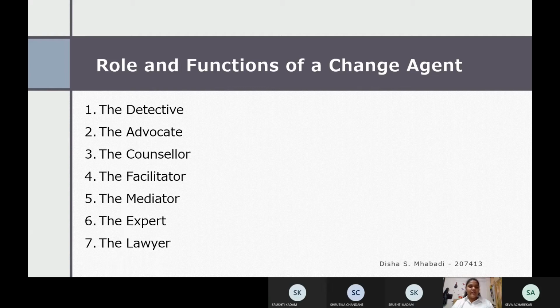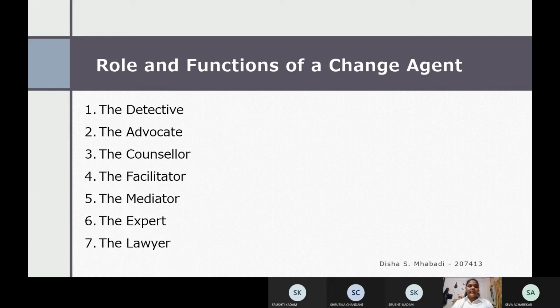The third is the counselor. Change happens when individuals alter their own activities, behaviors, and attitudes. They are required to take risks and step outside their comfort zones. The change agent must understand the personal implications for the people involved so that they are convinced about bringing the change. As a counselor, a change agent must listen and encourage good things.